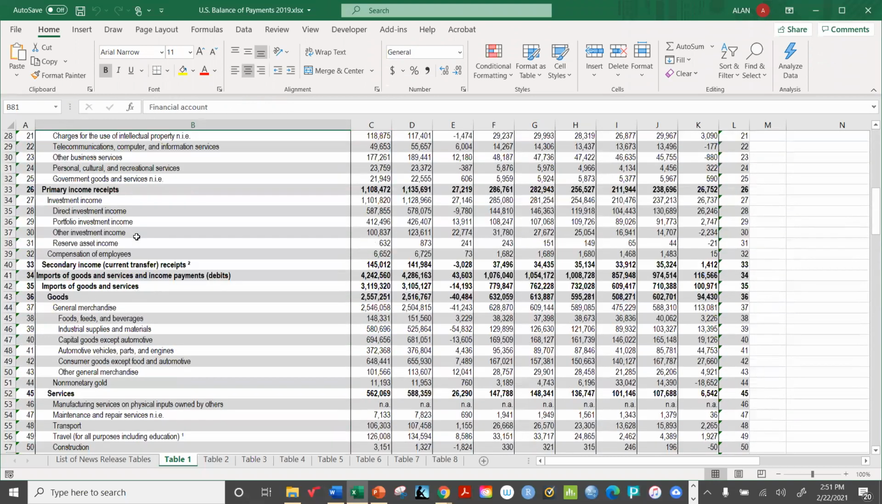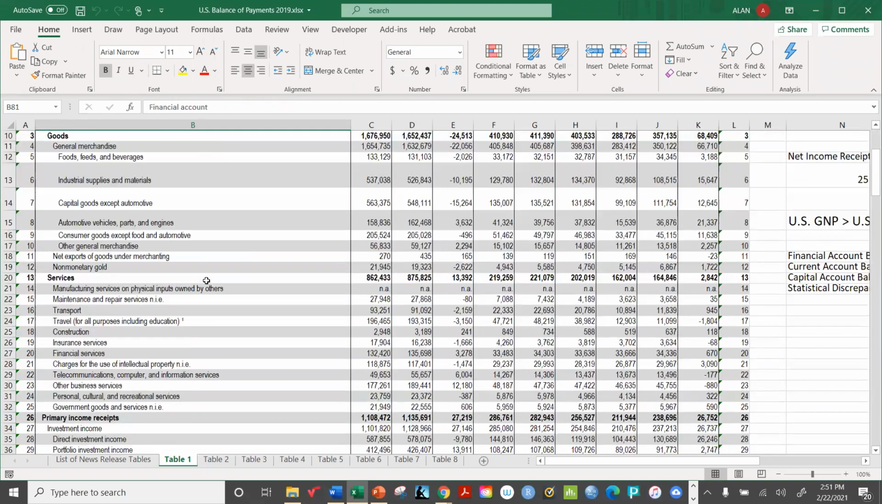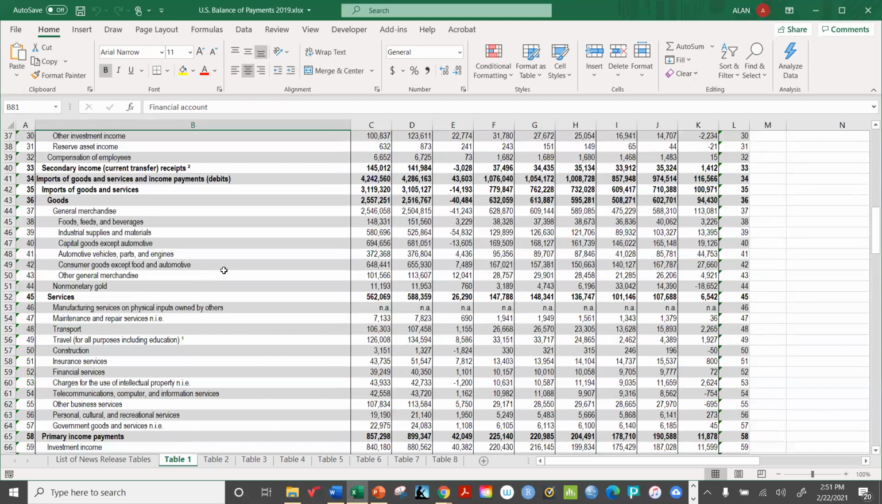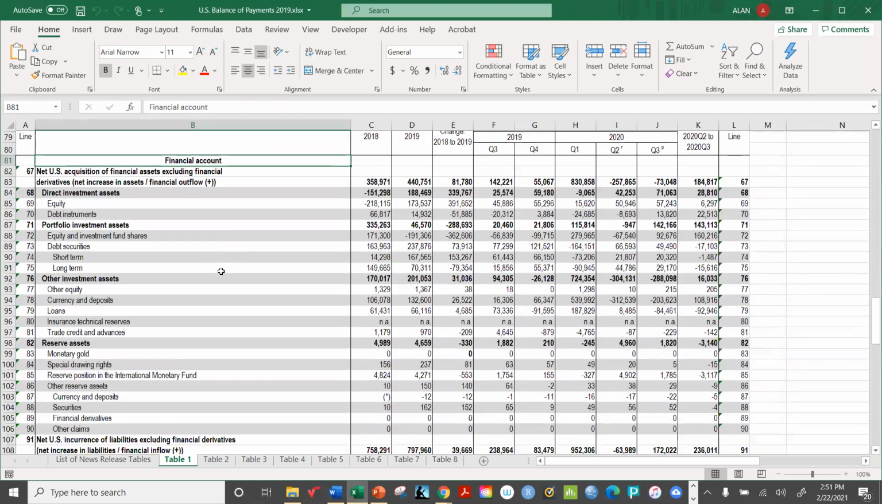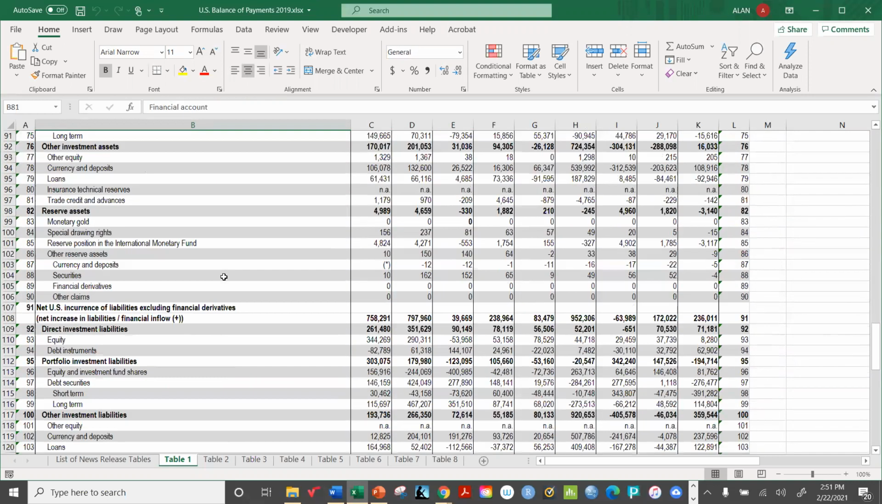Up here, we have the actual flow of goods and services, imports, exports, income receipts like wages from working in a foreign country, or income from foreign investments. That belongs up here. But down here, we have the actual flows of funds when we buy foreign stocks and bonds, or when we buy foreign companies, or when we start up a company in a foreign country. That belongs down here in the financial account.